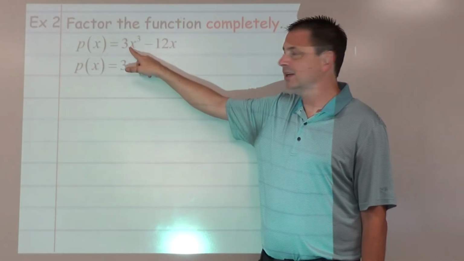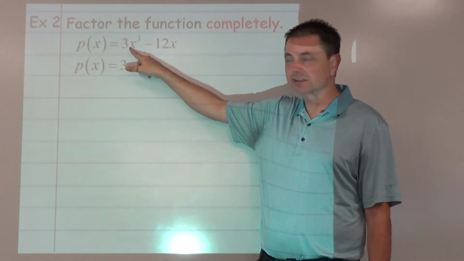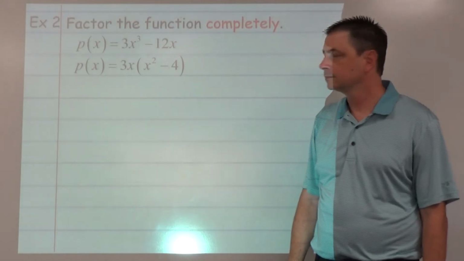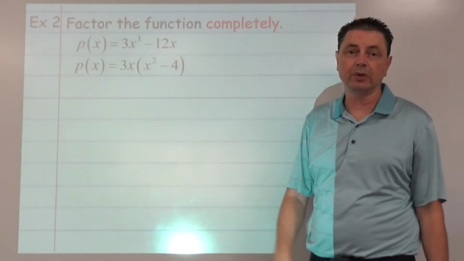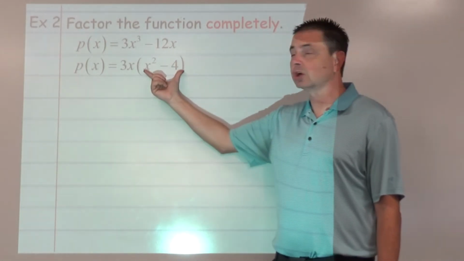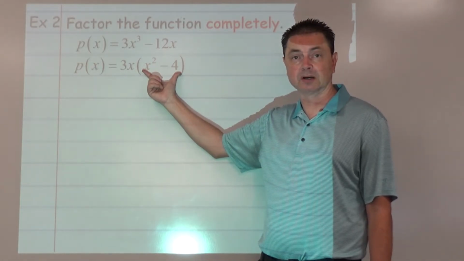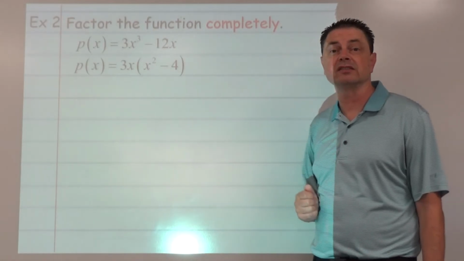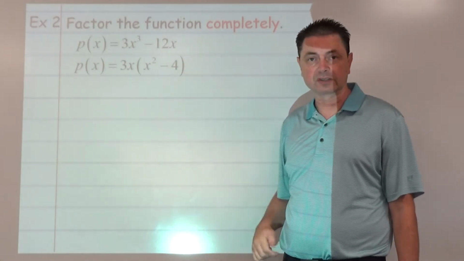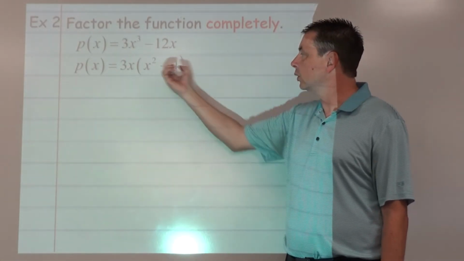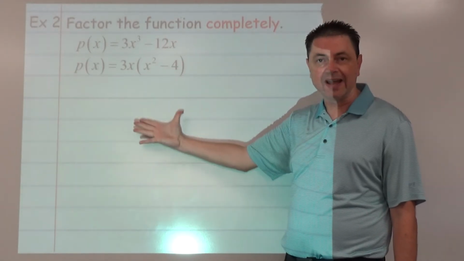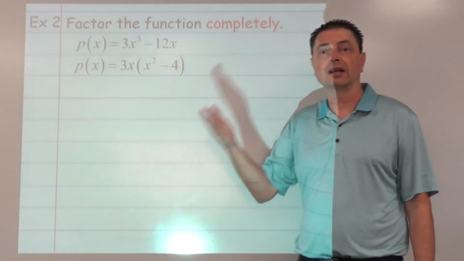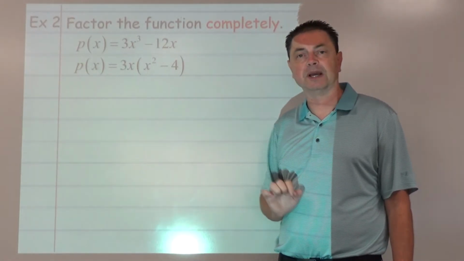3x times what makes our first term? x squared minus 4. Maybe that's it. Maybe we can keep going. This sure appears to be a difference of squares. Difference, x squared. It's a square. It says it in its name. 4 is a perfect square. We know that. So we can break this up. We can factor this into the product of two binomials. Looks like our last one. It's just a little special.